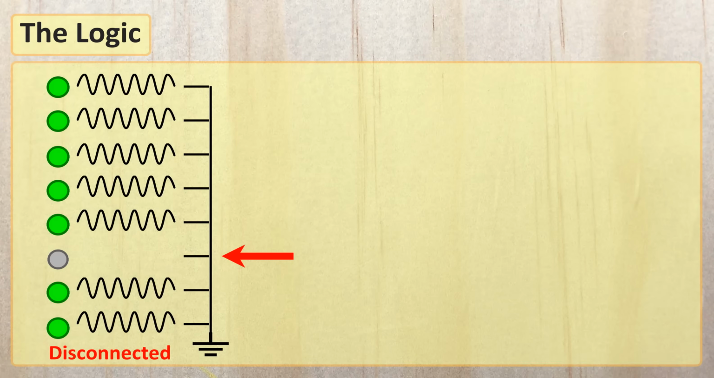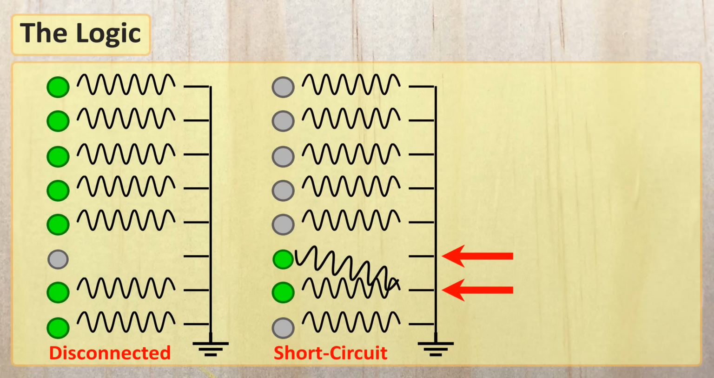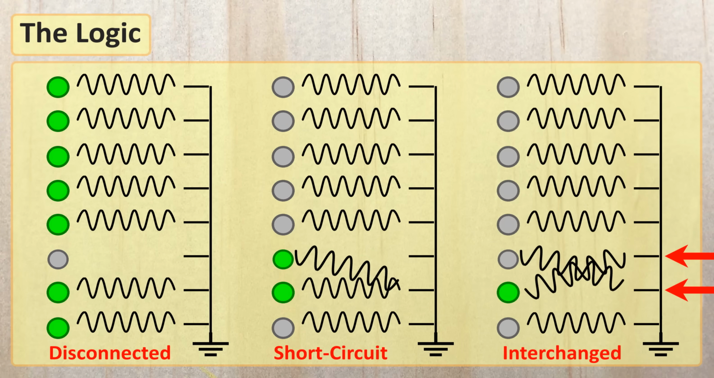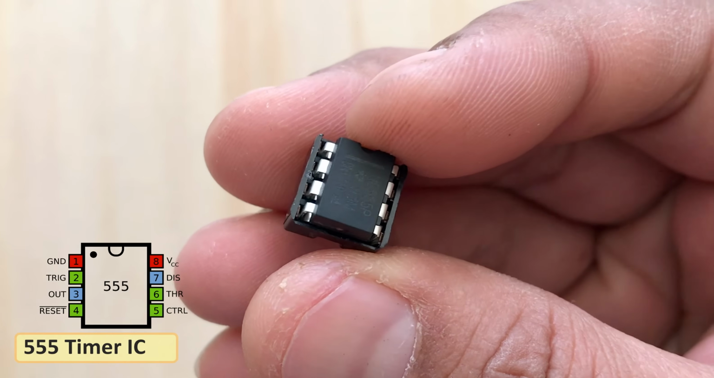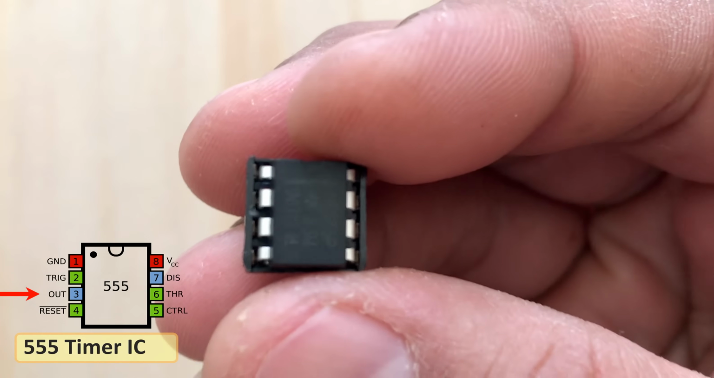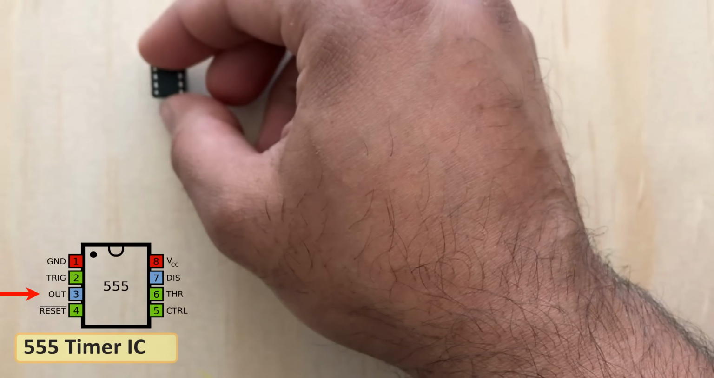If one wire is disconnected, the corresponding LED will not light up. If 2 wires have a short circuit, 2 LEDs will light up. And if wires are interchanged, the sequence of the LEDs will be interchanged. The 555 timer IC operates as a clock oscillator. The output of pin 3 goes high every second, causing the shift.